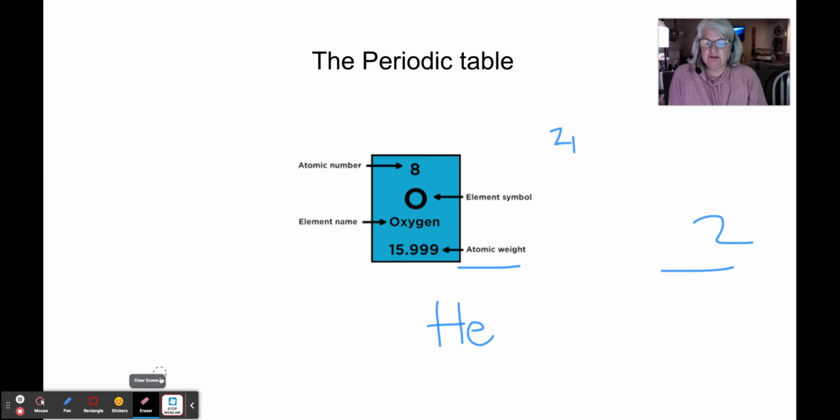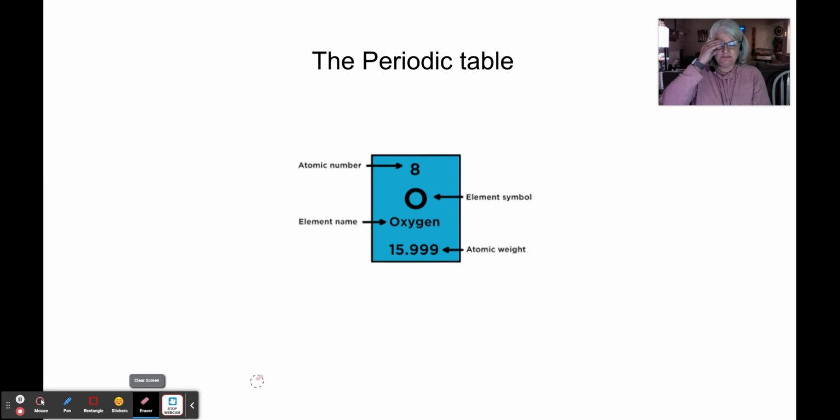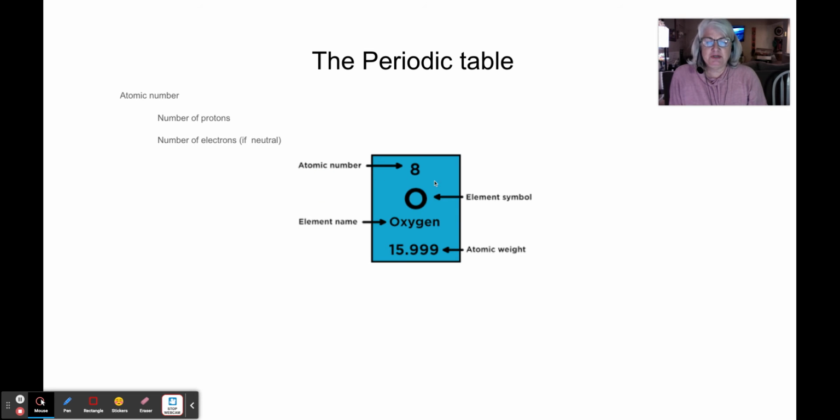Now let's take a look at how to read the periodic table. This is something that you definitely need to know how to do. We went over it last year in 8th grade, so if this is review, that's great. If it's new to you, it'll be good for you to know this stuff. So the first thing you need to know is the atomic number. That's this right here.